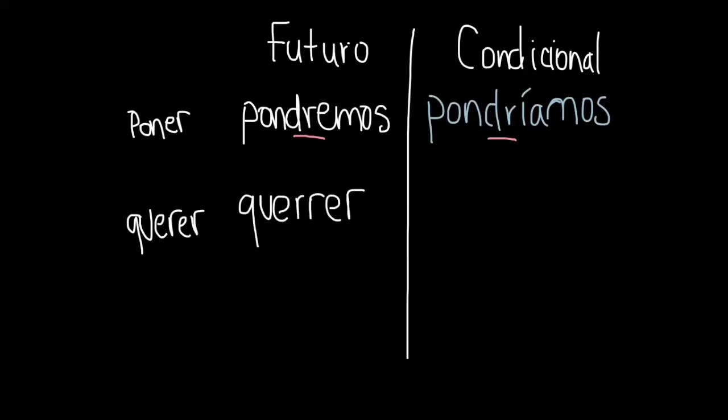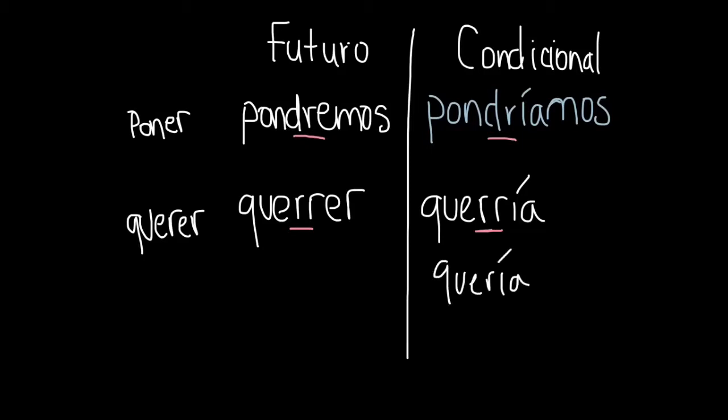Now let's try the verb querer. In the form of yo, it will be querré, no R and accent on the E. And in the conditional, it will be querría. Now notice the double R, which is very important, because if you don't have it, then it won't be the conditional, it will be the imperfect tense. So now let's take a look at the uses of the conditional.